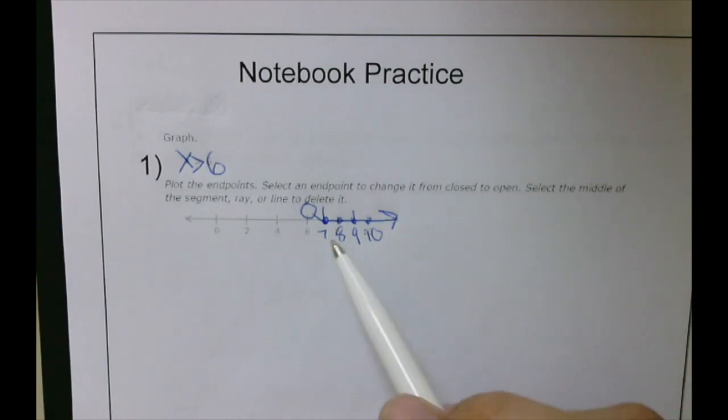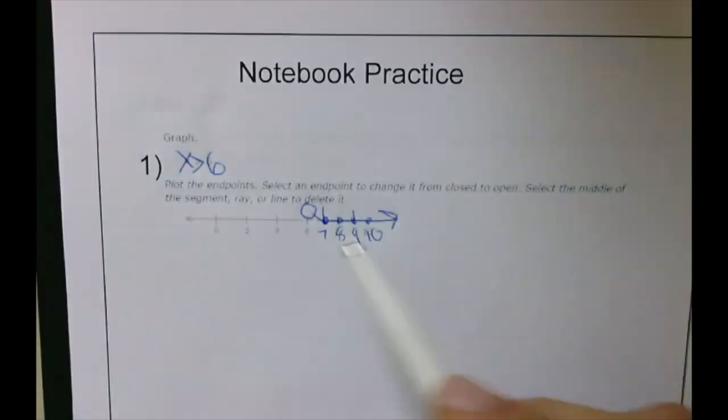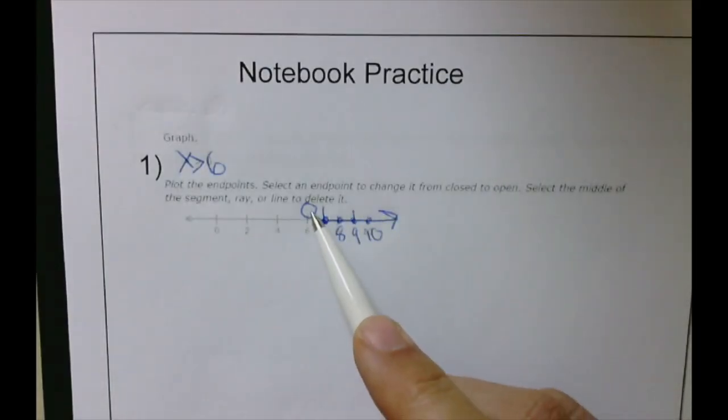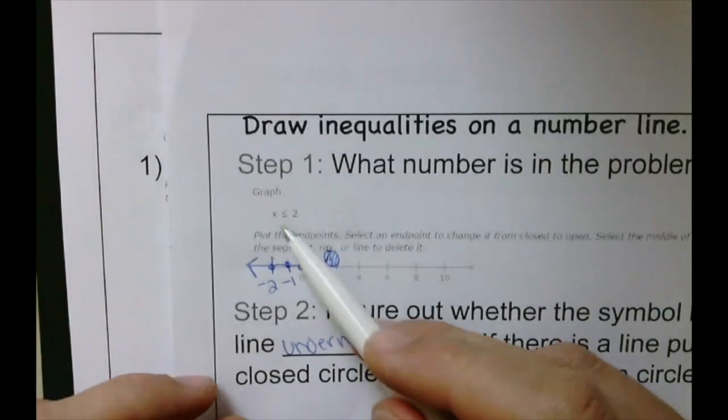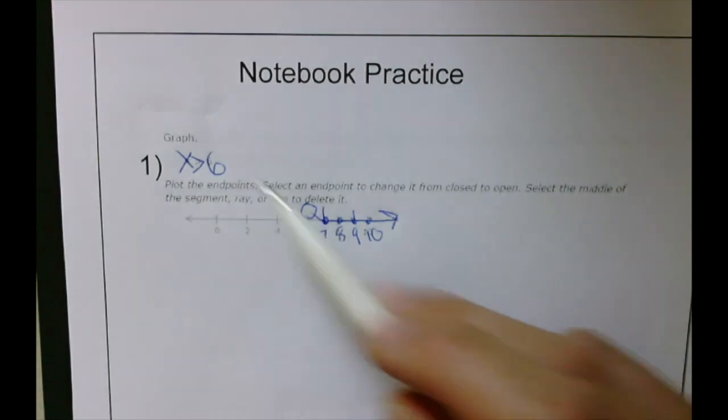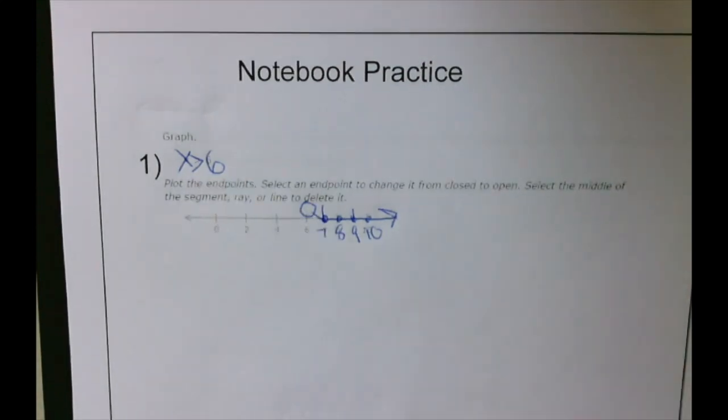So all of our solutions get closed dots, and all of our problems that aren't solutions get open dots. And if you don't quite understand that, just remember that if it has a line underneath, it's a closed circle. And if it doesn't have a line underneath, leave it open.